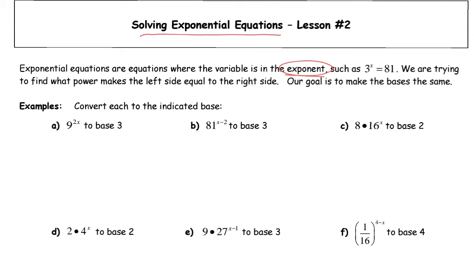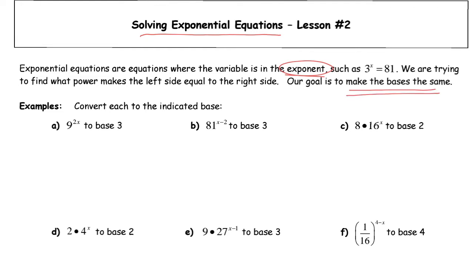We typically label equations by identifying where the variable is. Sometimes that gets a little bit complicated, but this is just in general. In this case, we're going to try to find out what that exponent is that makes the left side equal to the right side. For this lesson, our method is to make the bases the same. I'm going to show you what happens when we do that.